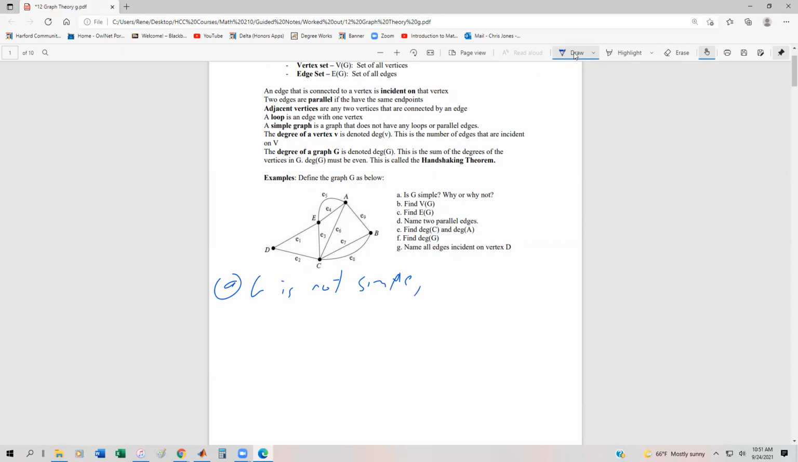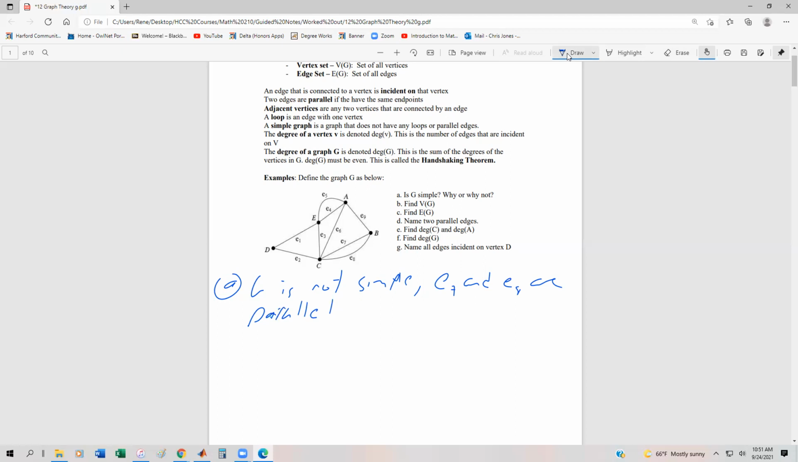The reason is that E7 and E8 are parallel, and that's good enough for us. We don't need any other reason except that we have parallel edges.